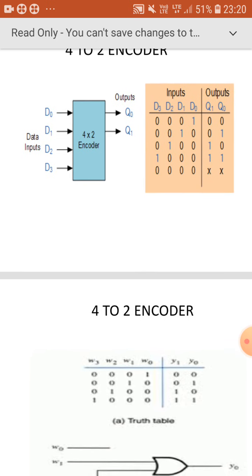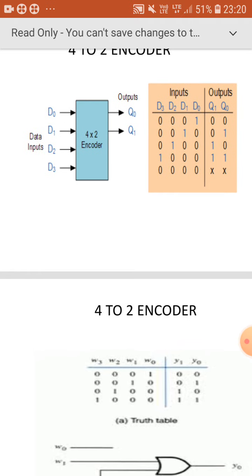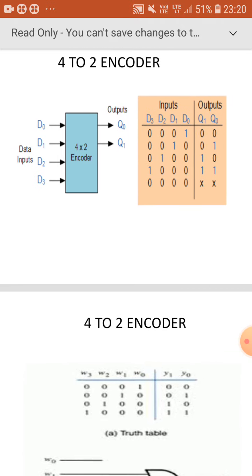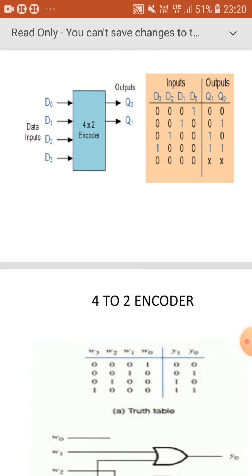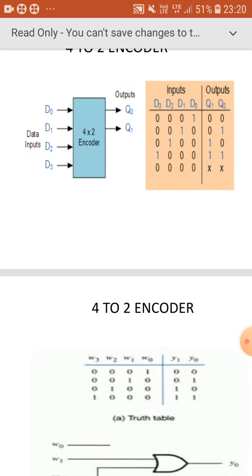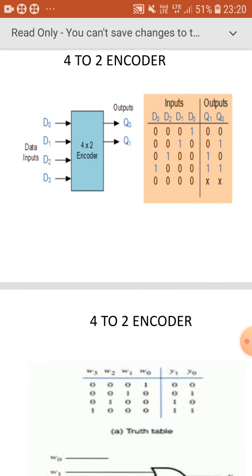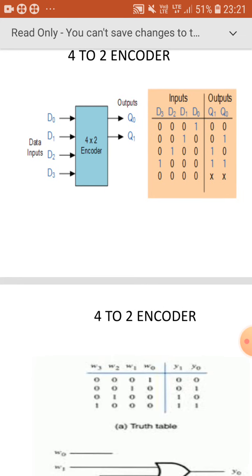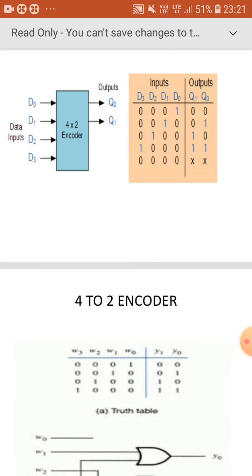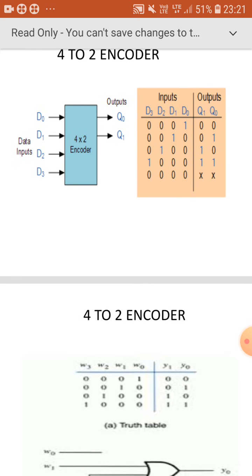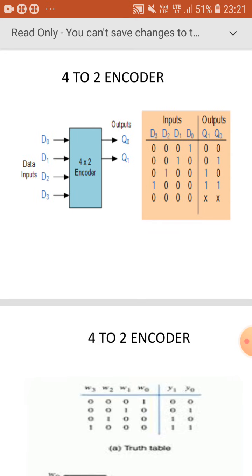If D0 is equal to 1, then the output will be 0, 0. So 0 is encoded as 0, 0. If D3 is equal to 1, then the output will be 1, 1. So 3 is encoded as 1, 1. The binary value for 3 is 1, 1.